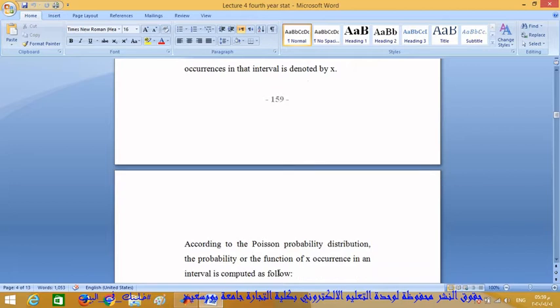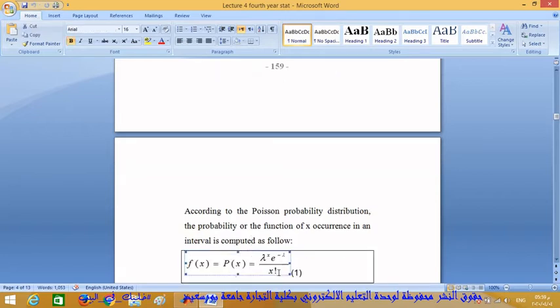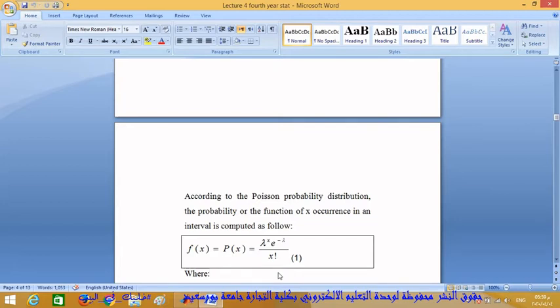According to the Poisson probability distribution, the probability, or the function of x occurrences in an interval, is computed as follows. The probability of the number of occurrences equal to x: f of x, or P of x, equals lambda power x times e power minus lambda, divided by x factorial.